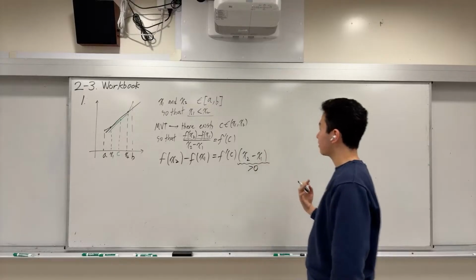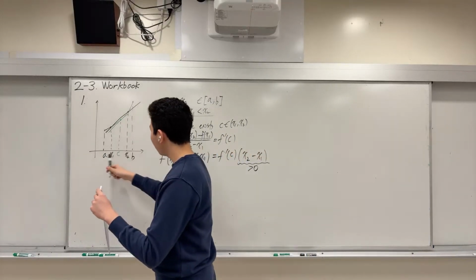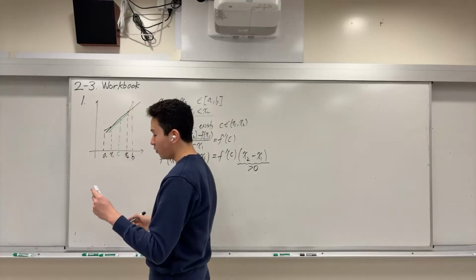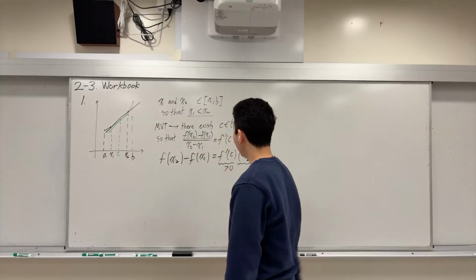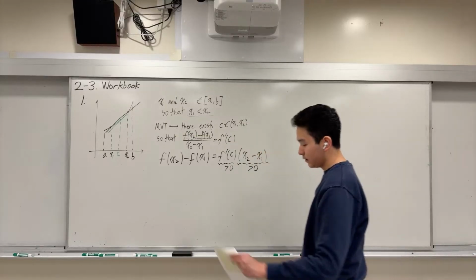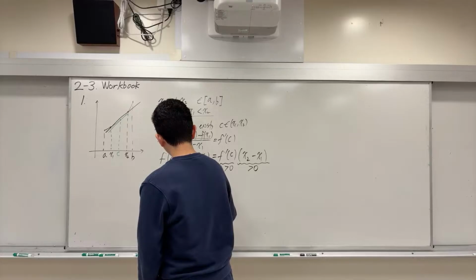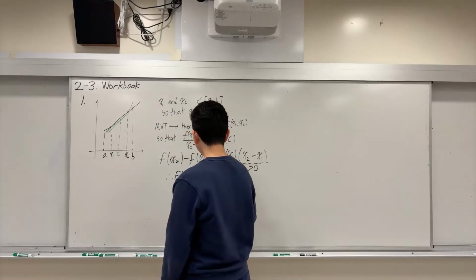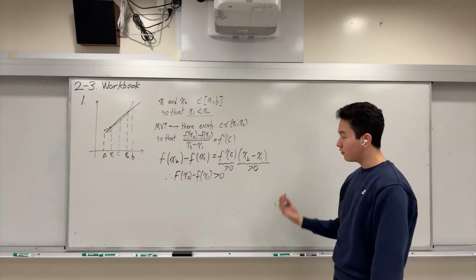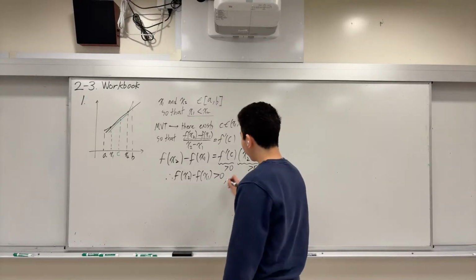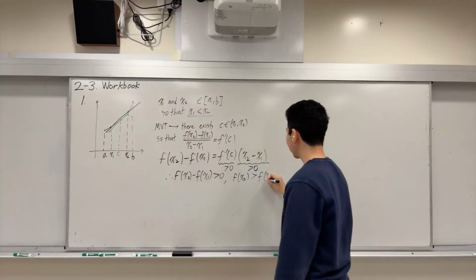x2 is always greater than x1. And we know from the conditions that for all possible x values on our interval, f prime of x is going to be greater than 0. So f prime of c is always going to be greater than 0. Therefore, f of x2 minus f of x1 is greater than 0, since a positive number times a positive number is always a positive number. So we can conclude that f of x2 must always be greater than f of x1.